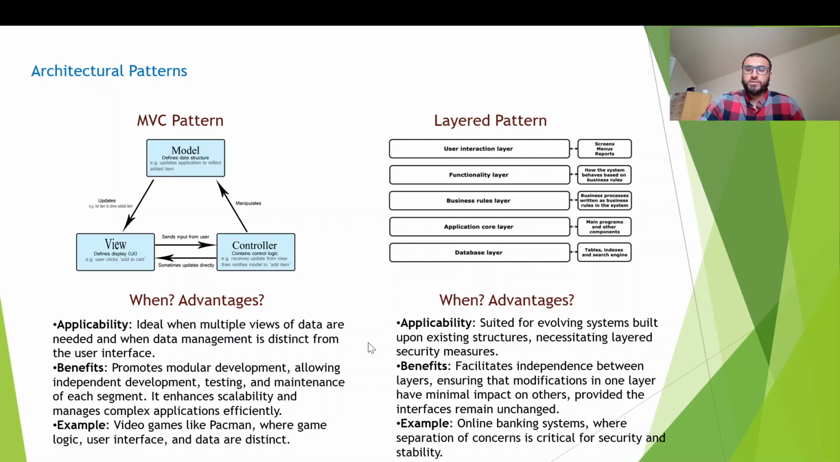And the main benefit of the layered pattern is that it makes sure that each of the layers are completely exclusive and independent, making sure that one layer doesn't have a major impact on the other. An example of this could be online banking systems, which are rigid in their structure. They need high level security. So something like an MVC pattern would not be feasible, whereas a layered pattern is much more suitable for that. But these are the two main common architectural patterns that we've seen.